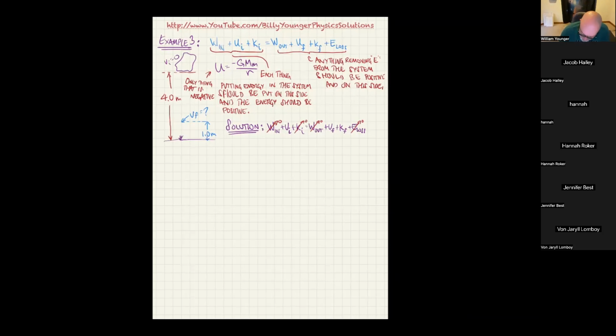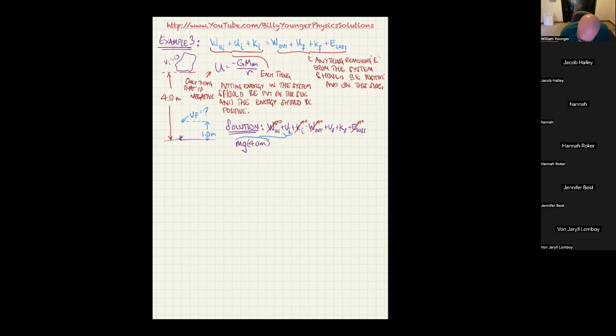So right now what I have is the mass of the rock times gravitational acceleration times 4.0 meters. That's the total potential energy. So I'll do it in a different color so we can see. So that's the term on the left.